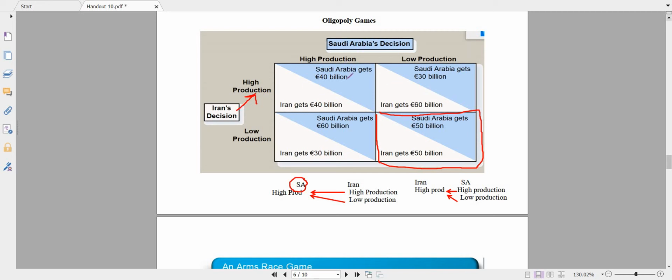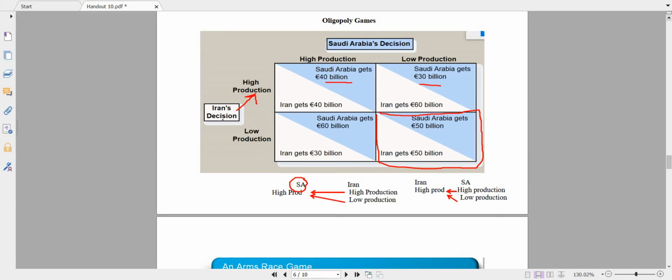Saudi Arabia has two options. If it goes for high production, this is the profit that it's going to make, and if it goes for low production, this is the profit that it's going to make. It's going to compare its payoffs, and the higher payoff is attained when Saudi Arabia goes for high production. So that is the optimum strategy here. That's why you can see an arrow moving from this. If Iran goes for high production, the best strategy for Saudi Arabia is also high production.